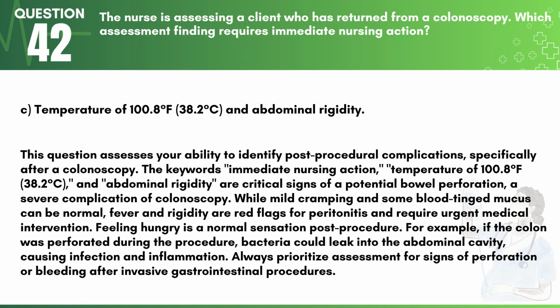Answer: C. Temperature of 100.8 degrees Fahrenheit, 38.2 degrees Celsius, and abdominal rigidity. This question assesses your ability to identify post-procedural complications, specifically after a colonoscopy. The keywords, immediate nursing action, temperature of 100.8 degrees Fahrenheit, 38.2 degrees Celsius, and abdominal rigidity, are critical signs of a potential bowel perforation, a severe complication of colonoscopy. While mild cramping and some blood-tinged mucus can be normal, fever and rigidity are red flags for peritonitis and require urgent medical intervention. Feeling hungry is a normal sensation post-procedure.